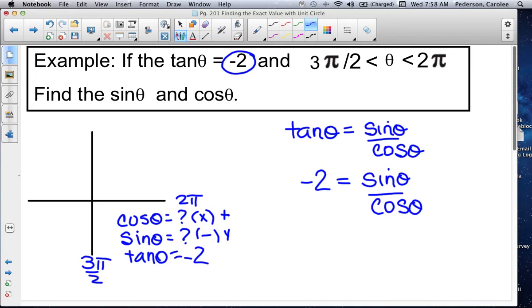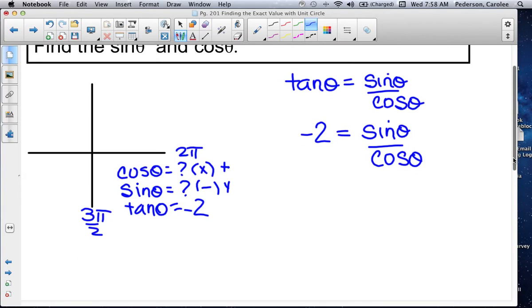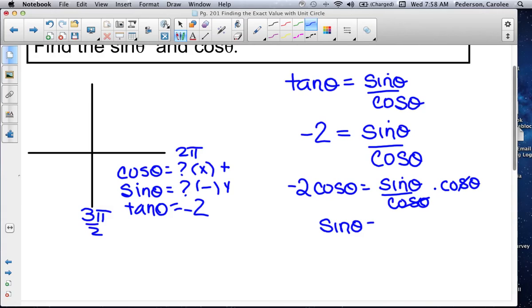Now I'm just going to convert one of the equations to either sine or cosine. So what I'm going to do is multiply both sides by the cosine of theta. And what happens to the right side is the cosine of thetas will cancel out. So I have then that the sine of theta equals -2 cosine of theta.